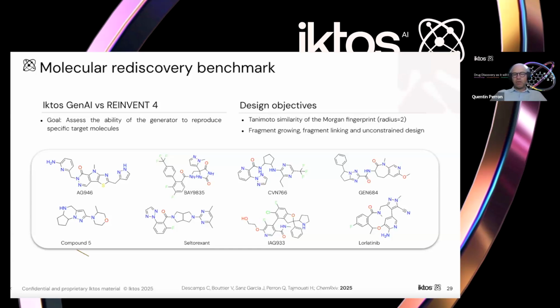The first one is trying to recover known structures. Here we have 8 molecules which have been published in the literature, some with macrocycles, some with complex scaffolds, or with stereocenters. So we said, okay, what happens if we ask the GenAI to reconstruct those molecules by only using Tanimoto similarity as a fitness function?